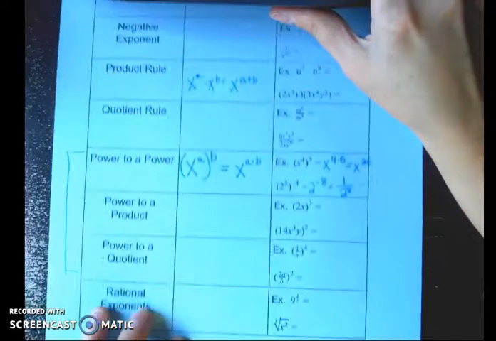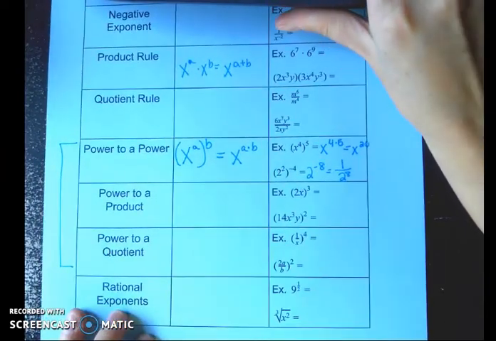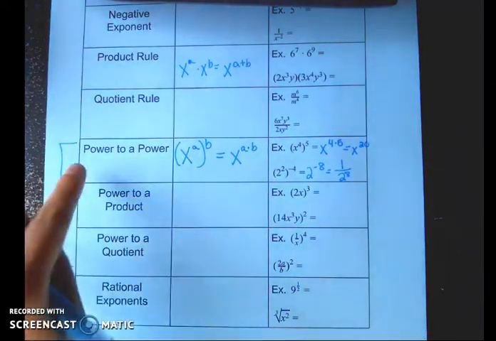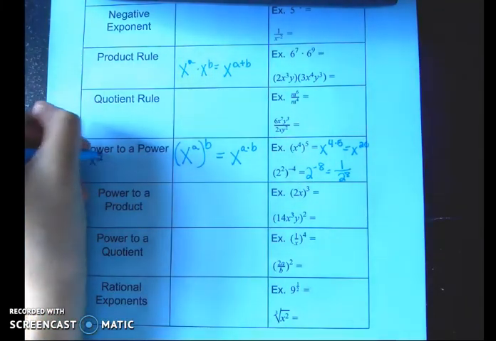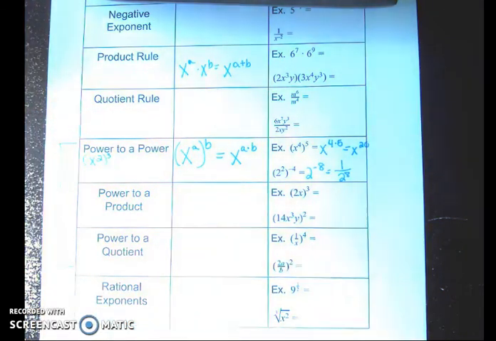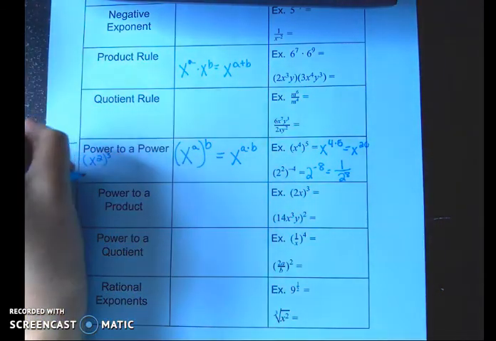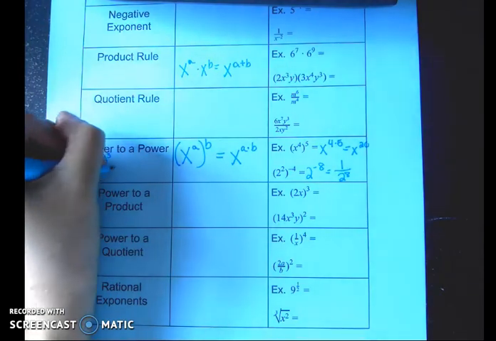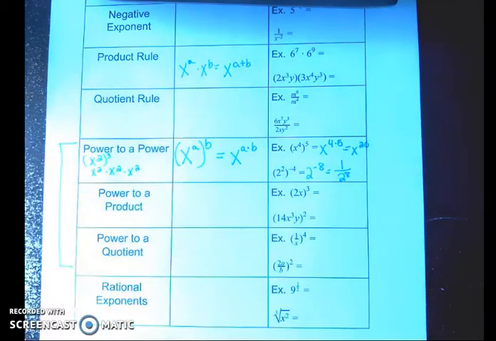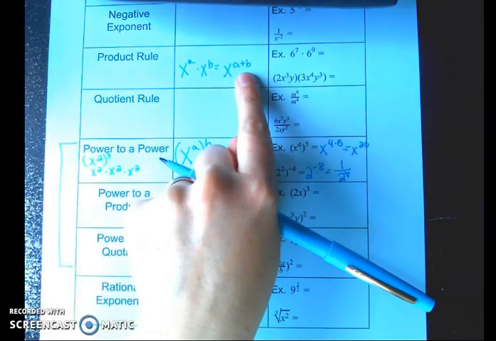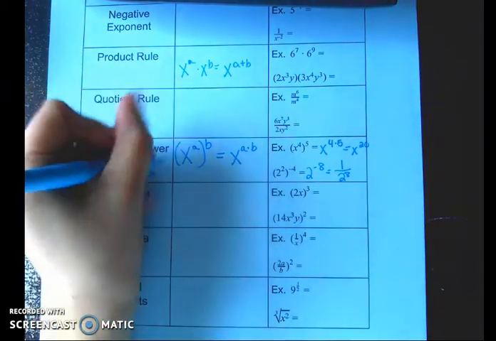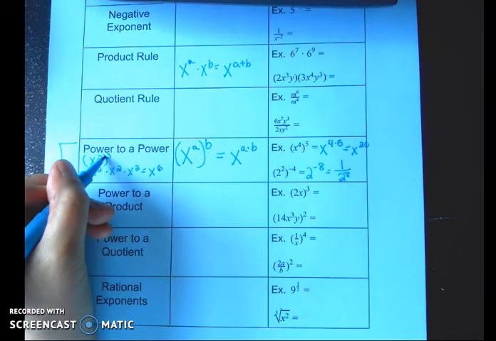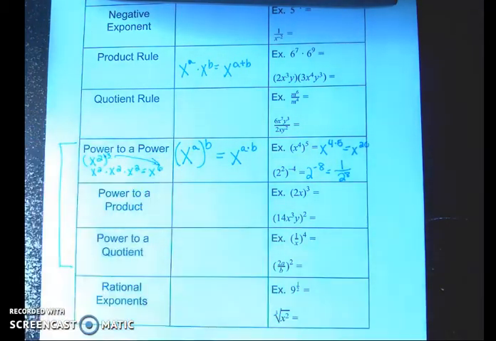Excellent. Let's look at power to a product. Actually, no, let's go back to power to a power. Let's talk about why this works real quick. If I have x squared to the 3, if I expand to the third, that gives me x squared times x squared times x squared. And using our product rule, that would be x to the 2 plus 2 plus 2, which is x to the 6. And don't forget, 2 times 3 is 6. So that's why power to a power, you multiply them instead of add them.